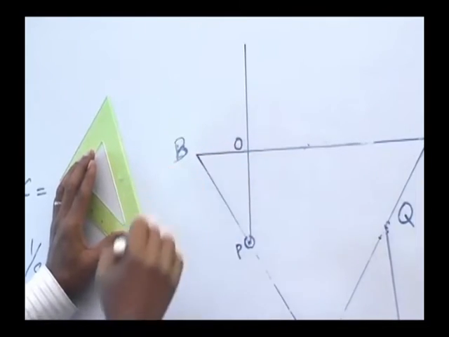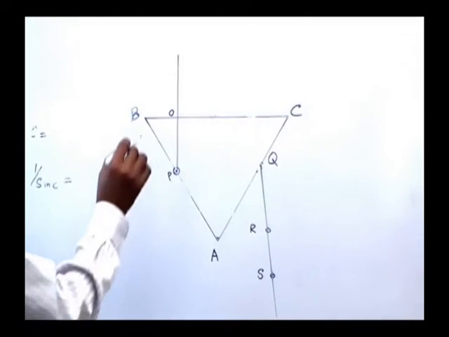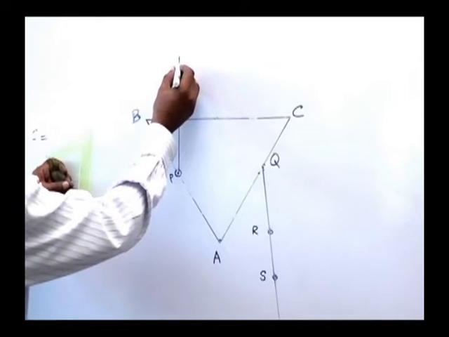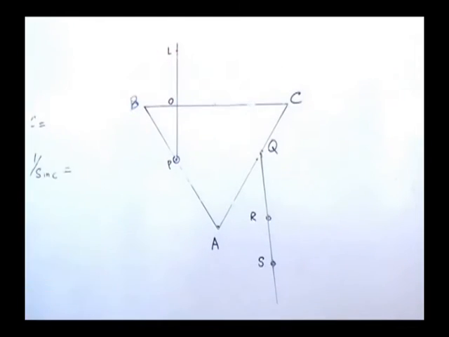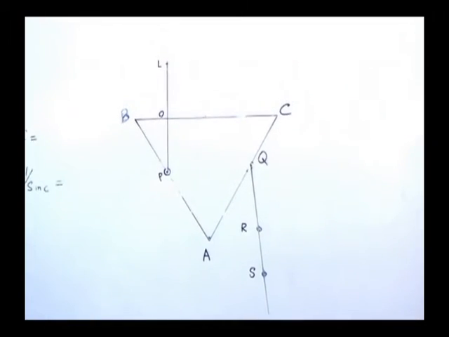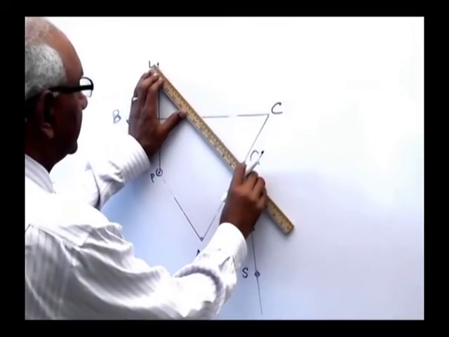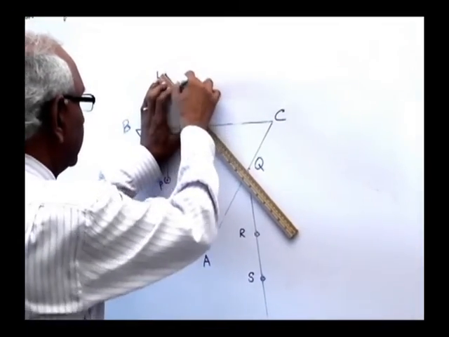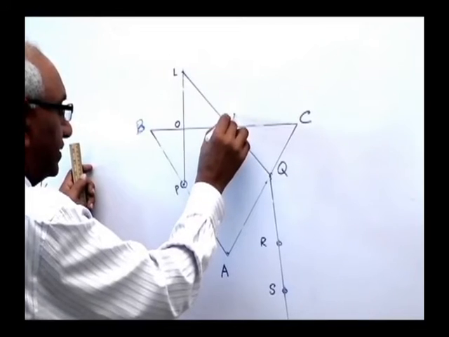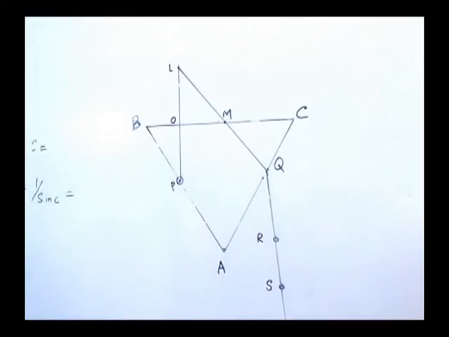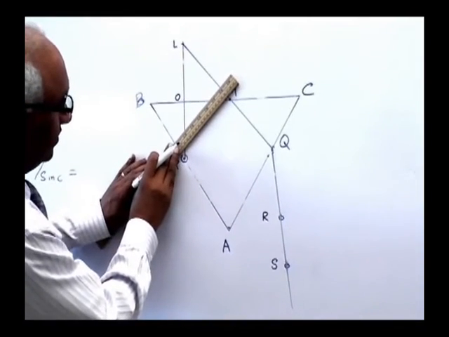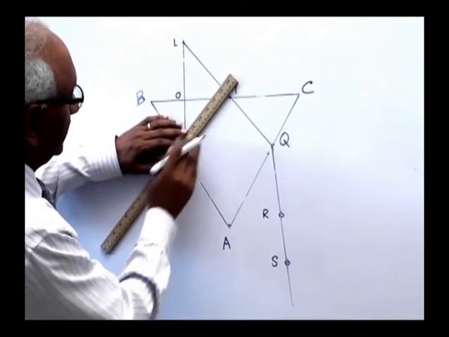This point is O, and cut this line equal to OP, which gives another point L. From L, join L and Q. Let this line cut the boundary BC at point M, and we now join point P and M.